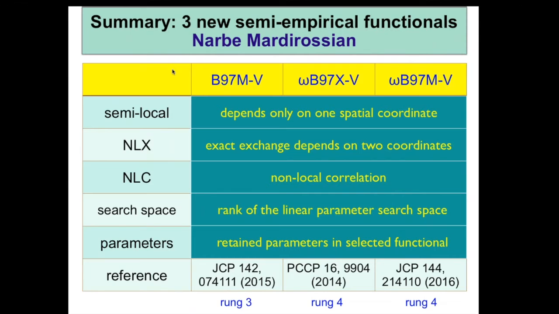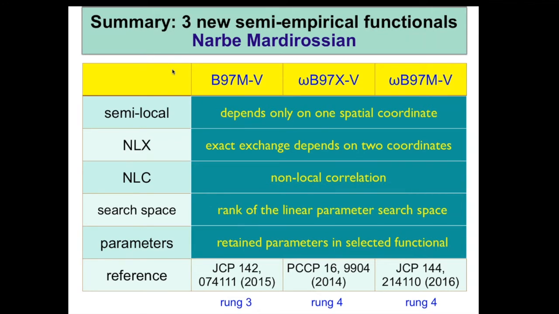It's perhaps good to begin with a summary so that if you get lost in the details, you know where you're heading back to at the end. So I'm going to be telling you about 3 density functionals, and they are organized as the 3 columns of this chart. The leftmost column under the heading B97M-V is a rung 3 functional that we published in 2015. In the middle column, omega B97X-V is a rung 4 density functional, and the right column is another rung 4 density functional that just came out in the literature about a month and a half ago.